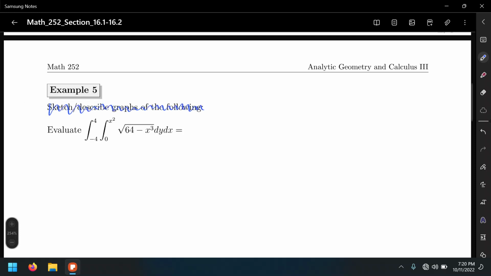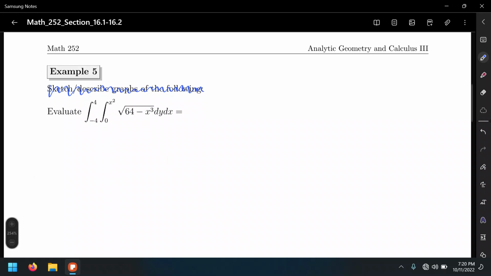So let's evaluate the integral from negative 4 to 4 and 0 to x squared of the quantity 6 square root of 64 minus x cubed with respect to y and then with respect to x. Lucky for us, the order of integration first goes with respect to y and then with respect to x, because otherwise, if it were dx dy and we tried a u substitution, the derivative would be negative 3x squared, and we don't have a factor of x squared outside of the integral, so we couldn't use the u sub.